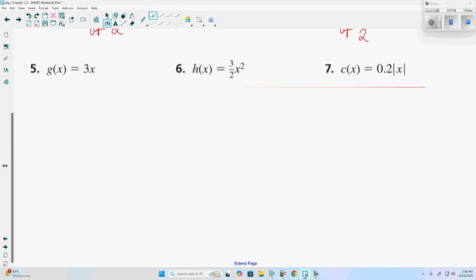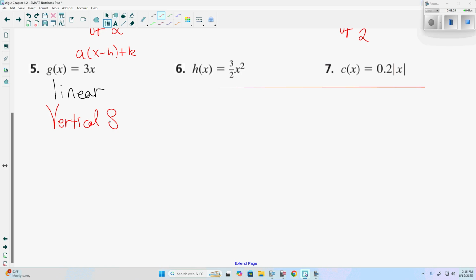Number 5, what group or what parent is it? It would be linear, it's a line. And for the most part with lines, we don't have a left or right movement. We're mainly going to have vertical stretch, shrink, reflection, or up, down. We don't really have left or right when we're looking at the function. No h, no k, but a is 3. So that's showing us that we have a vertical line.